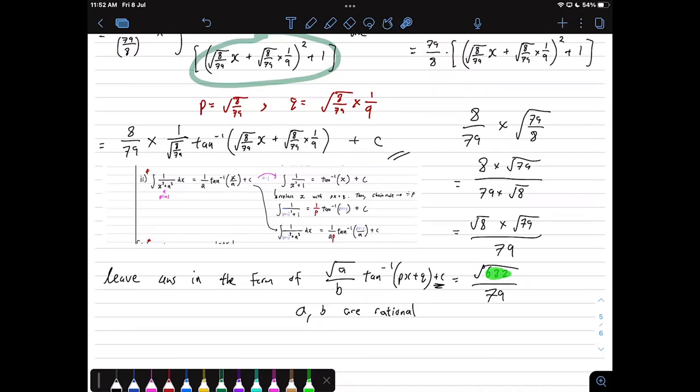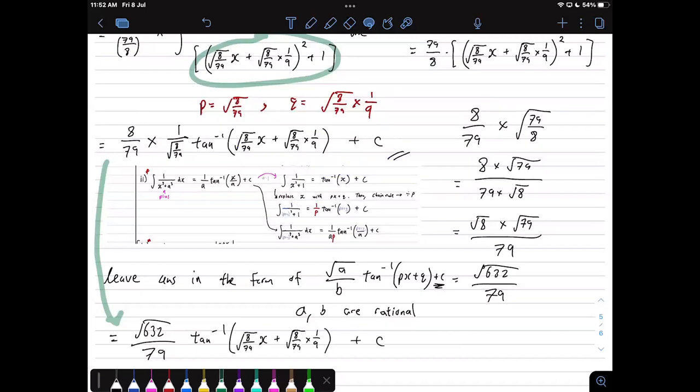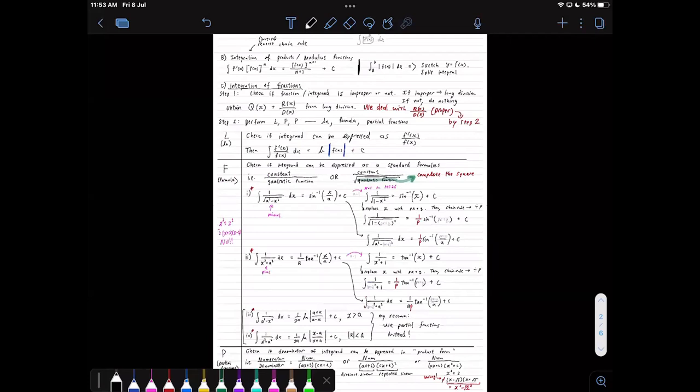So A equals 632. Then B equals 79. Also, final answer will be equal to square root 632 over 79 multiplied by tangent inverse of copy and paste whatever was there. Copy and paste it over here. Done. Okay, that still not done. I'm gonna continue. Okay, so that was my step 2.